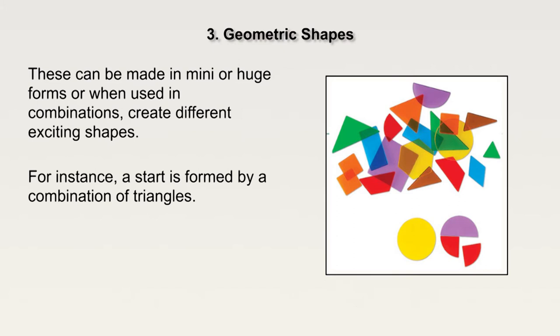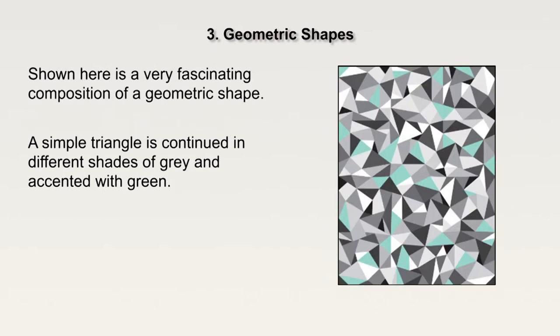The abstract geometric image shown here is one such example of a combination of geometric shapes. What we see here is a very fascinating composition of a geometric shape. A simple triangle is continued in different shades of gray and accented with green.